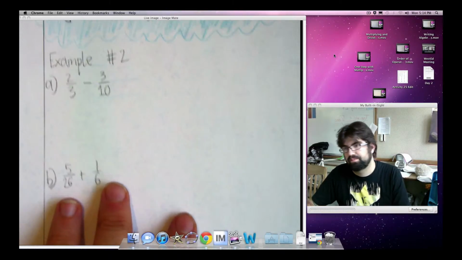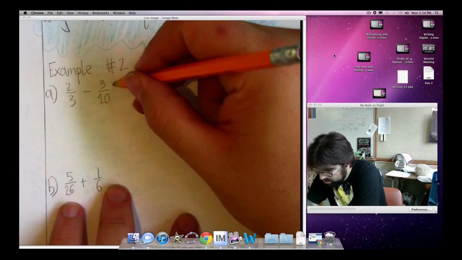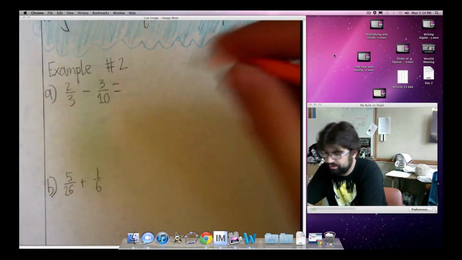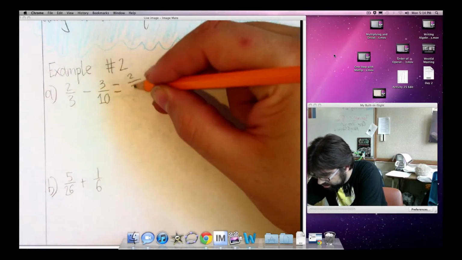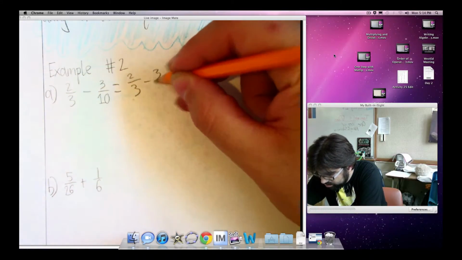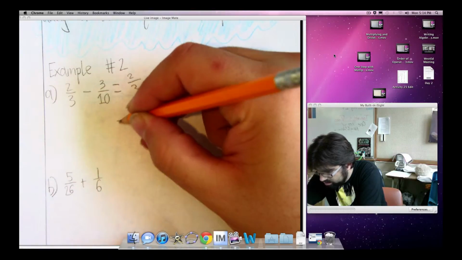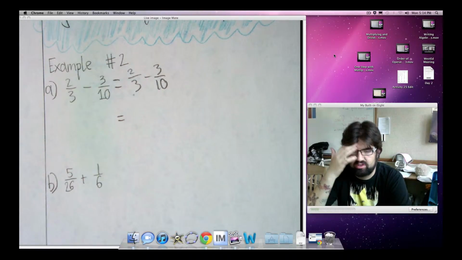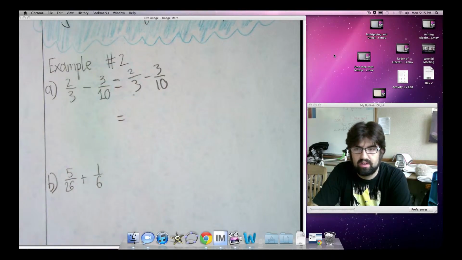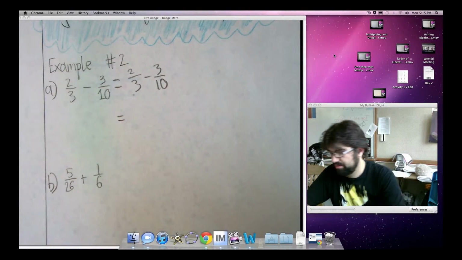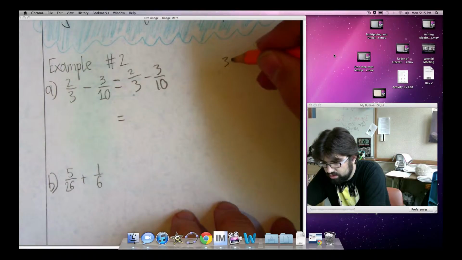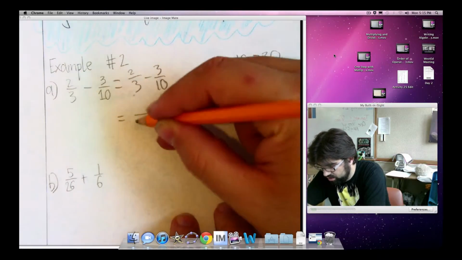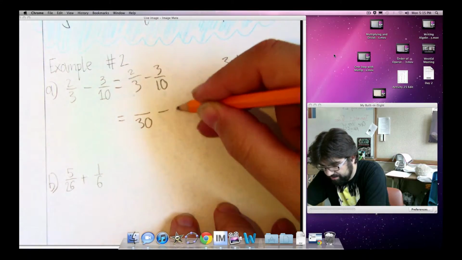Example number 2. 2/3 minus 3 over 10. Well, I'm going to rewrite. I'm going to think to myself, how can I turn these into each other? One way is to just multiply the denominators together. 3 times 10 is 30. So I would just make both fractions 30.